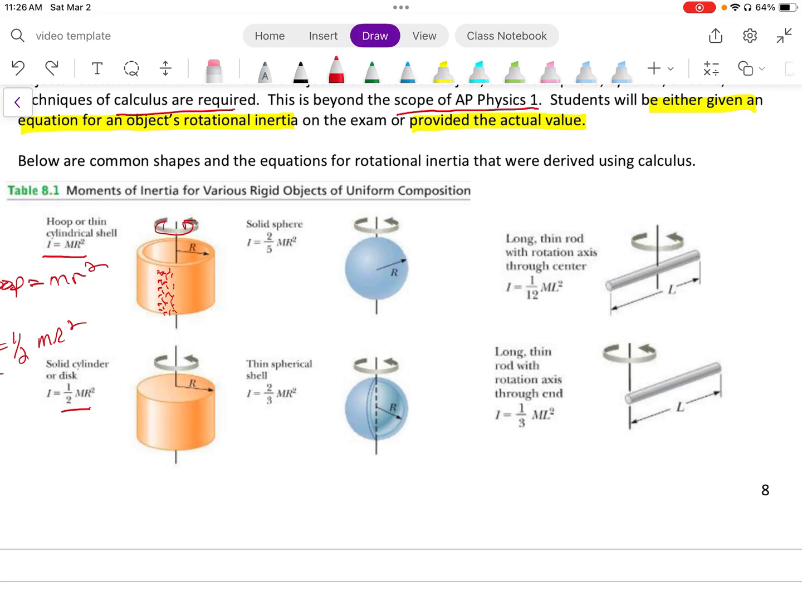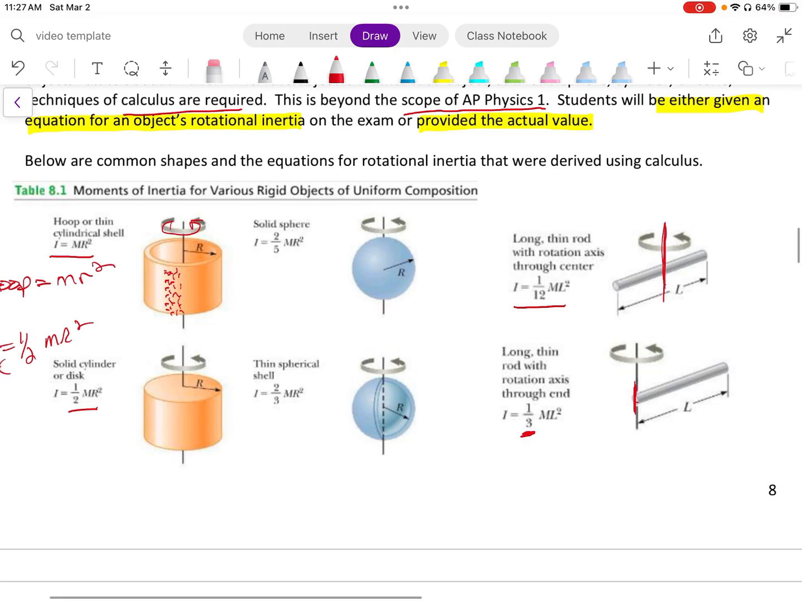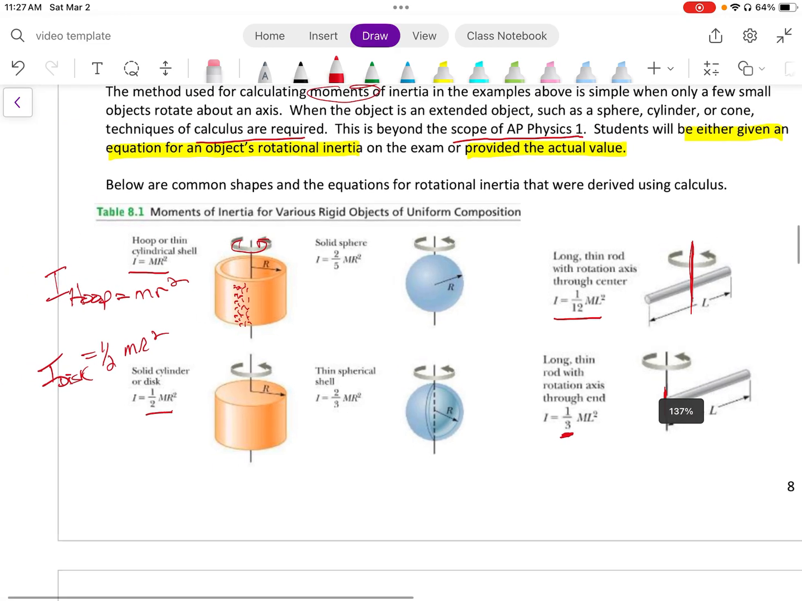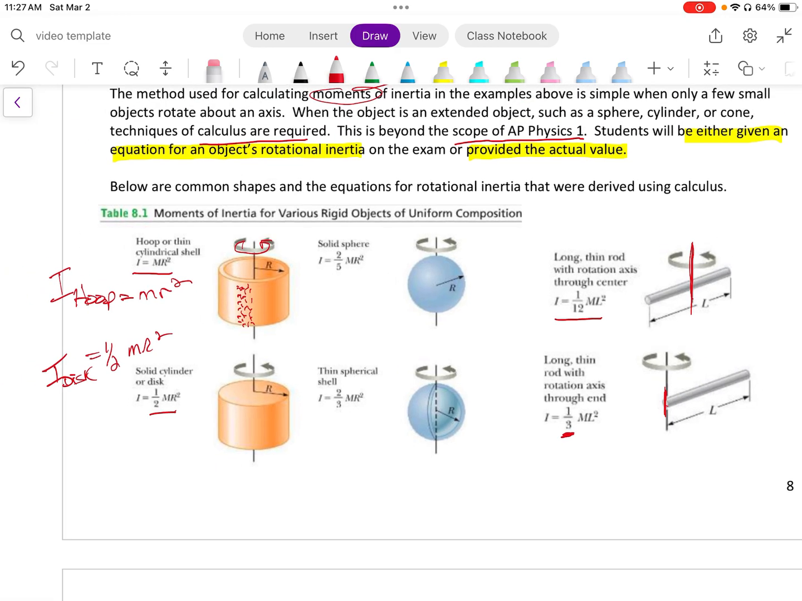Try it again. We have an axis right here. There we go. Okay, so I'm spinning it about the center. So I'm rotating as it's shown. And notice what the I value is, 1/12 ml squared. But I could have the axis located here. And so now the rod is going to spin about the end of the rod. And notice that the I value is larger, 1/3 is larger than a 12th. Why is that? Because there's more mass farther away when it is spun about its axis located at the end of the rod.